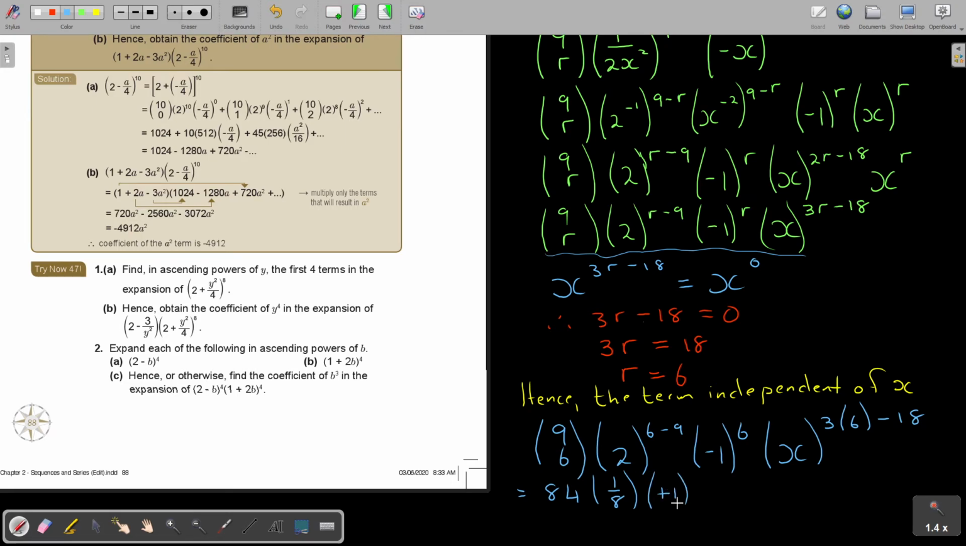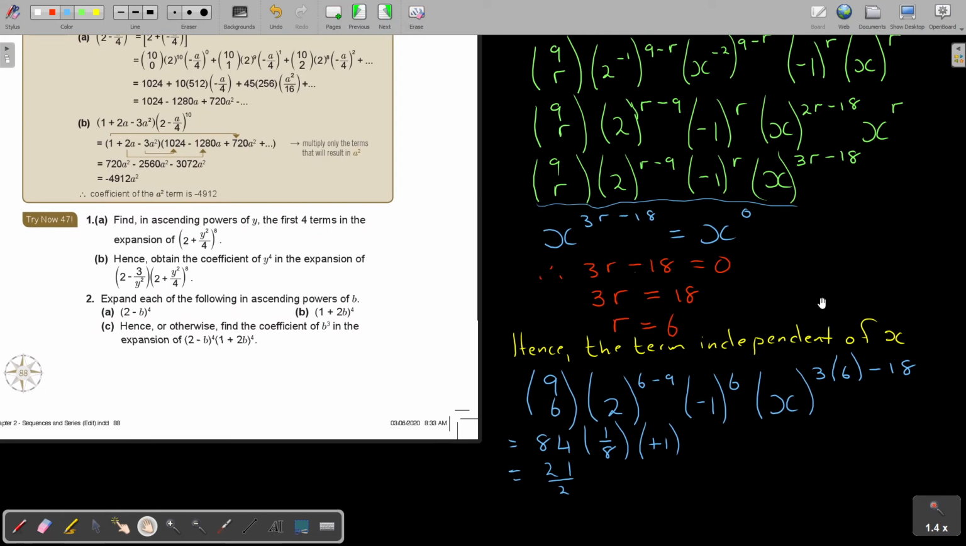So what will this answer be? It will be 84 over 8, but if you simplify that, it will be 21 over 2. So if you simplify this, 21 over 2. That will be your constant term. So don't think it's always a whole number. It can also be a fraction. Okay. That was number B.